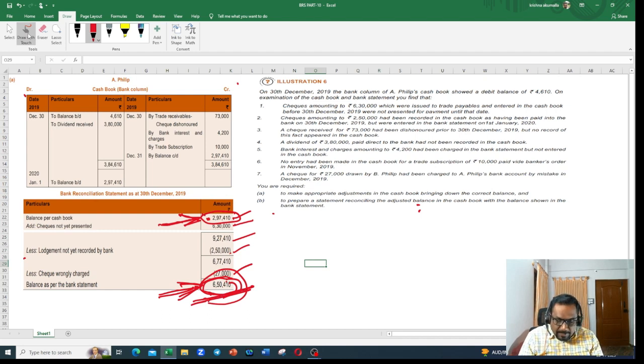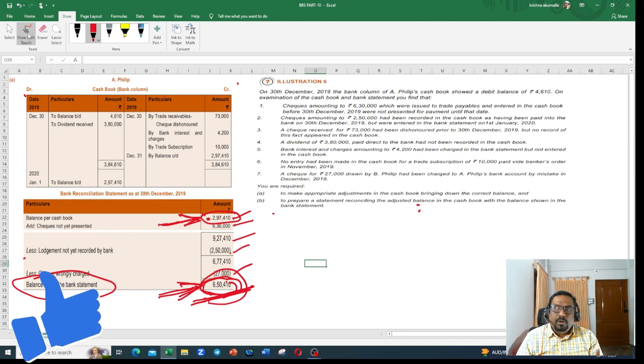So now as per passbook, we have 6,50,410 as the balance. So you simply write balance as per passbook, and that's all about the adjusted cash book. And after preparing the adjusted cash book, we also learned how to prepare the bank reconciliation. I hope you are clear about the topic, right? Thank you so much.